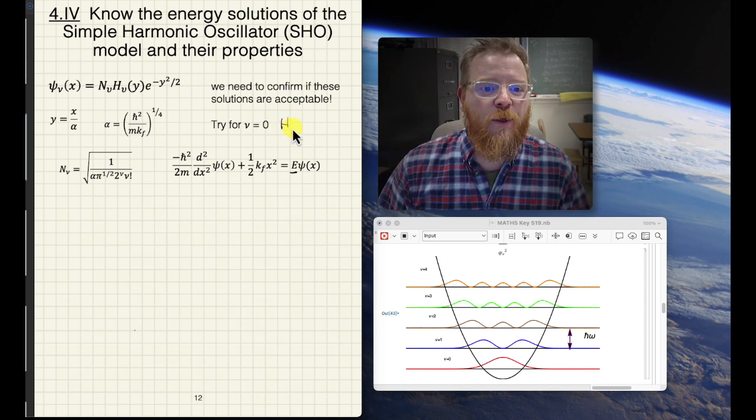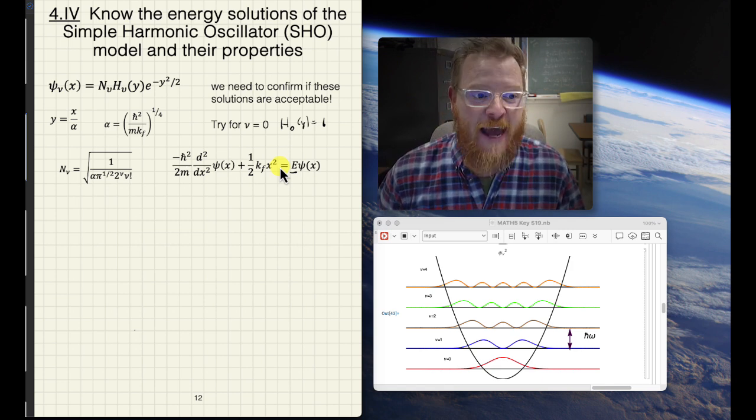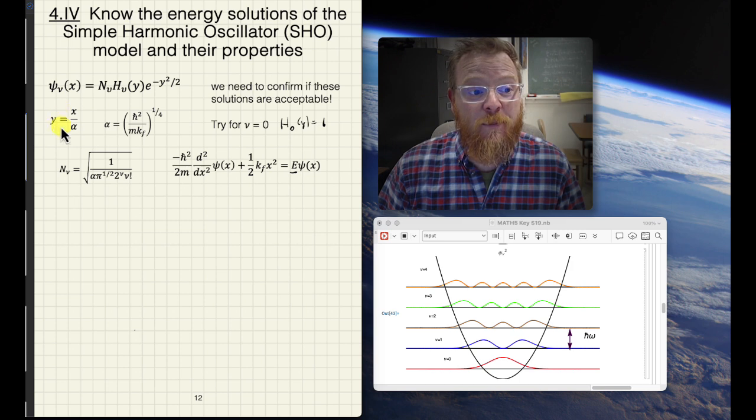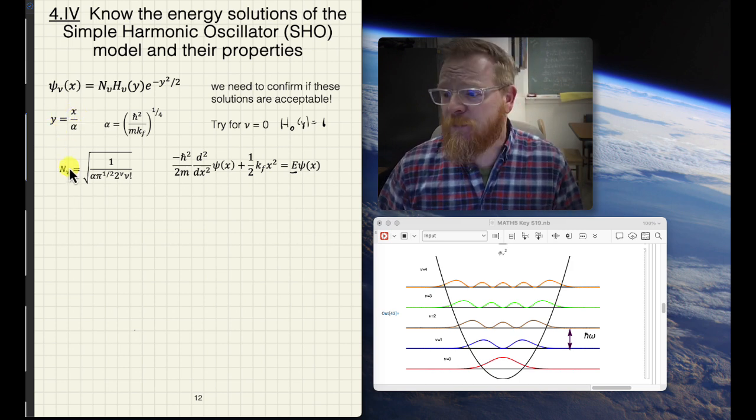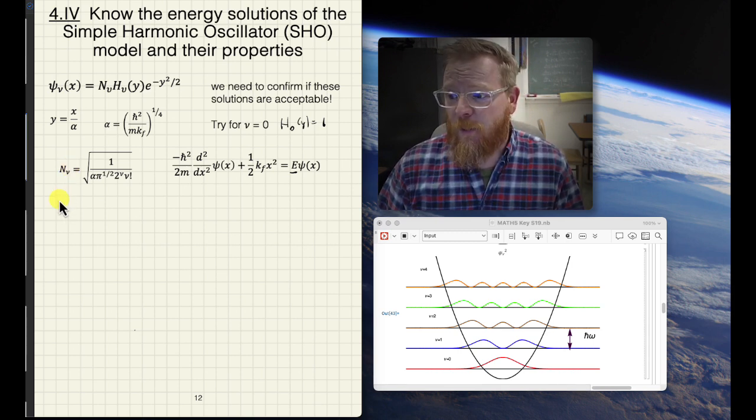And if you recall, the Hermite polynomial H, when nu is equal to 0, is 1. So this is going to give us the easiest solution to test. And we're also going to put back in our x space, so we need to deal with that as well. Okay, so what we can do then is come up with the following.